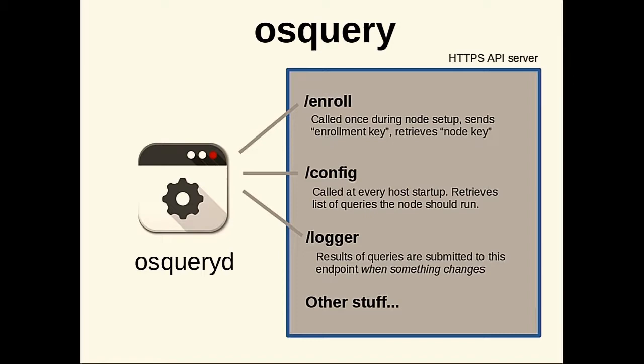So we've decided to use the HTTPS API that it has. It's got these three API endpoints. It's got the enrollment endpoint, which is called the first time that the osquery daemon starts up, where it gets its configuration initially. It's got the configuration endpoint, which it hits to get a list of queries that you want it to run. And it's got the logger endpoint, which it hits anytime something interesting happens on the host.